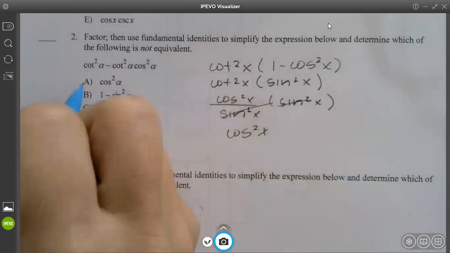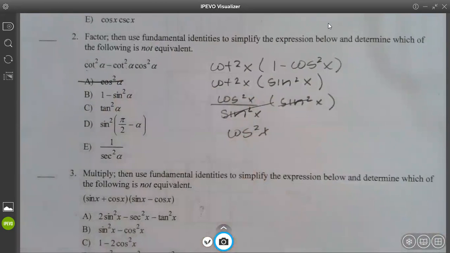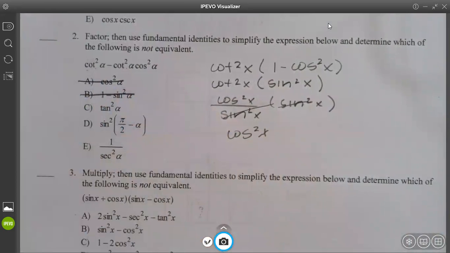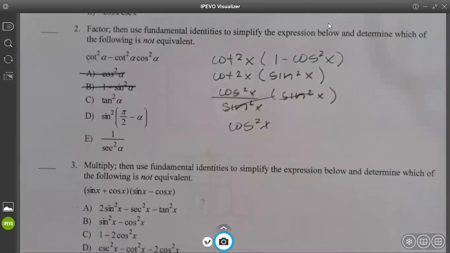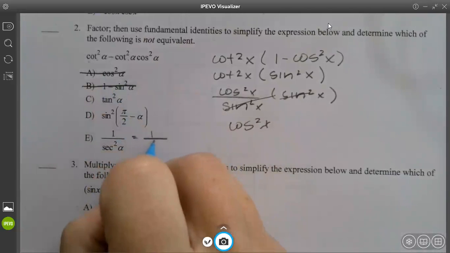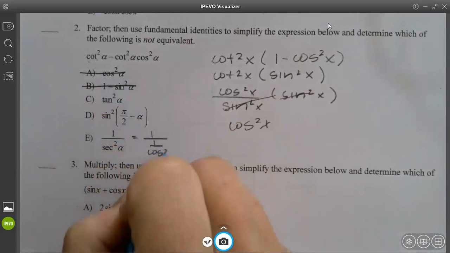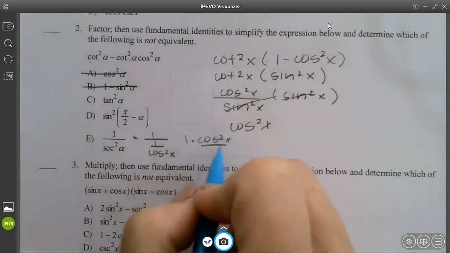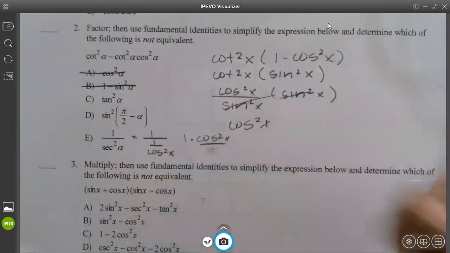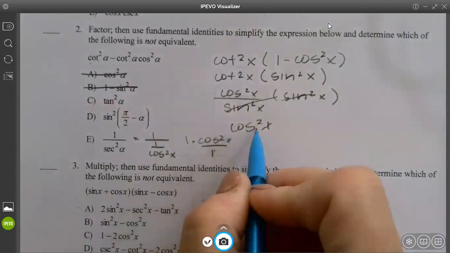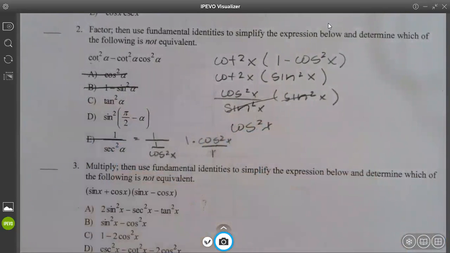We want the one that is not, so it can't be this. What else is cosine squared? This is 1 minus sine squared, so it can't be that one. What if it's 1 over secant? Secant is 1 over cosine. I don't divide fractions. I do what? I'm sorry, over 1. So what do you see? They're equivalent. We're gonna mark that out.